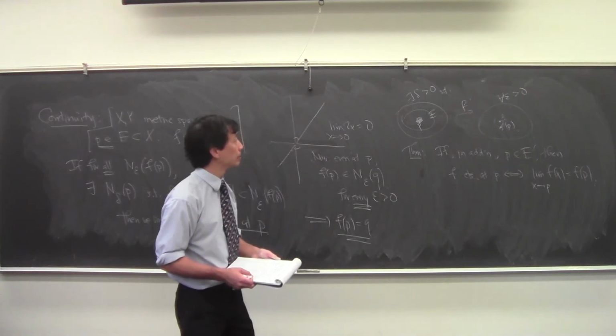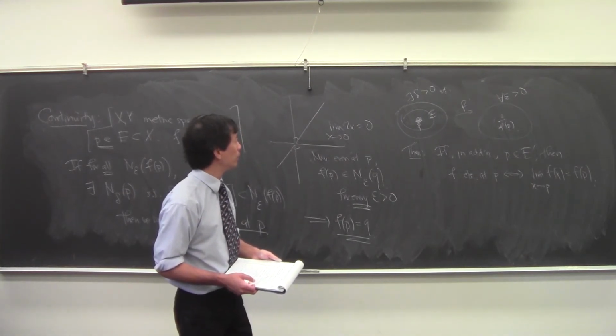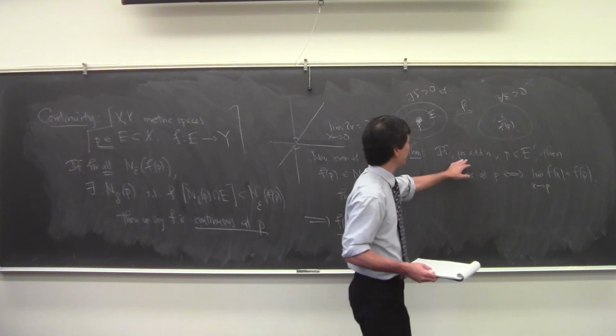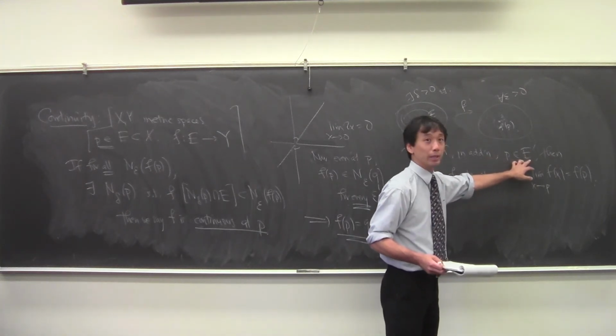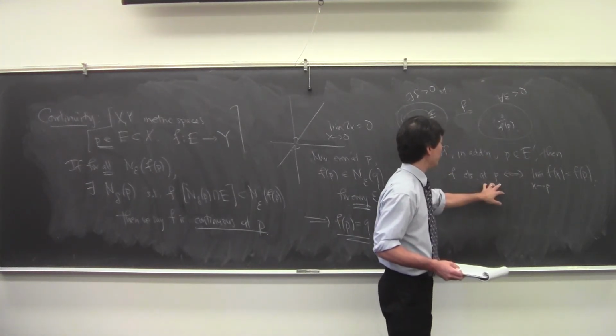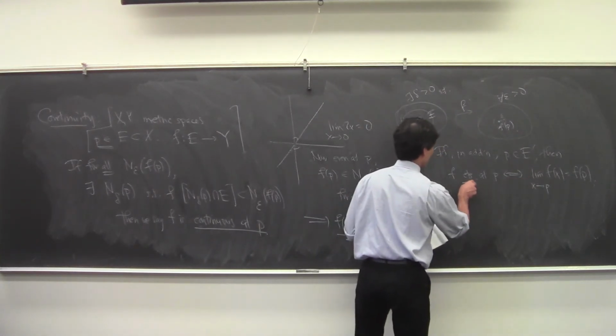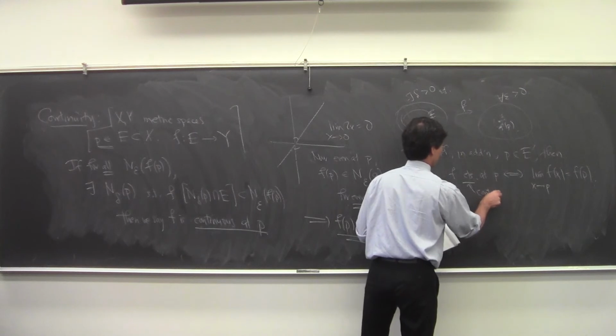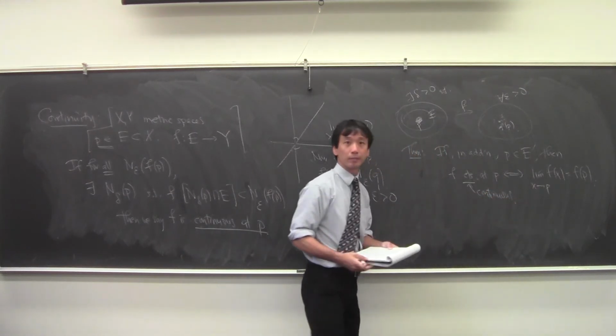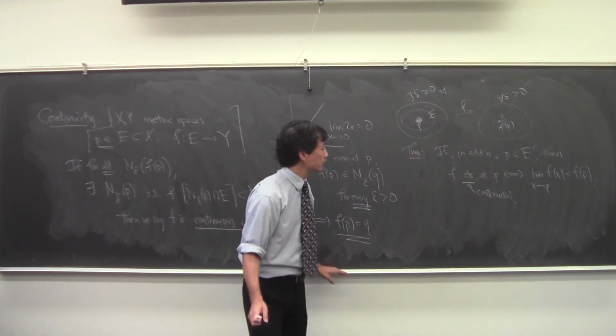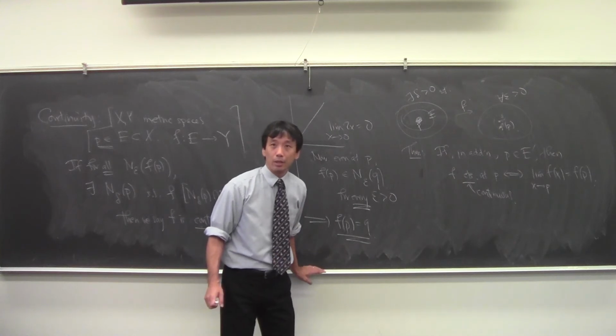What is the left-hand side saying? If, in addition, P is a limit point, then f is continuous at P if and only if... sorry, that's continuous. Continuous?